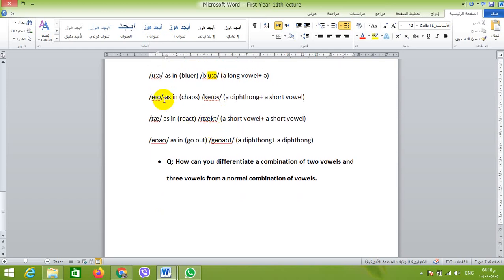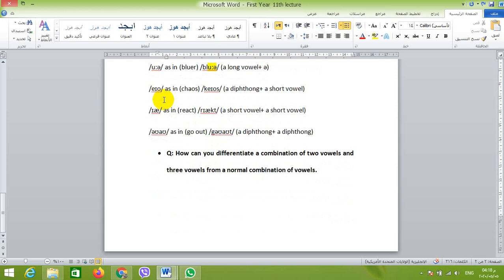Now, look at this example. We have another combination. It is a diphthong plus o, which is a short vowel. Do we have such a triphthong? No, we don't have such a triphthong in English. This is a combination of a plus a short vowel o, as in chaos, K, diphthong a and o. This is a combination of a diphthong plus a short vowel. This is not a diphthong, this is not a triphthong.